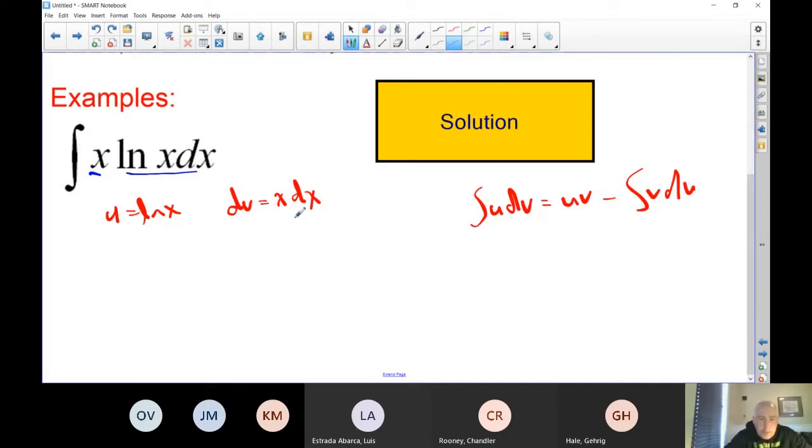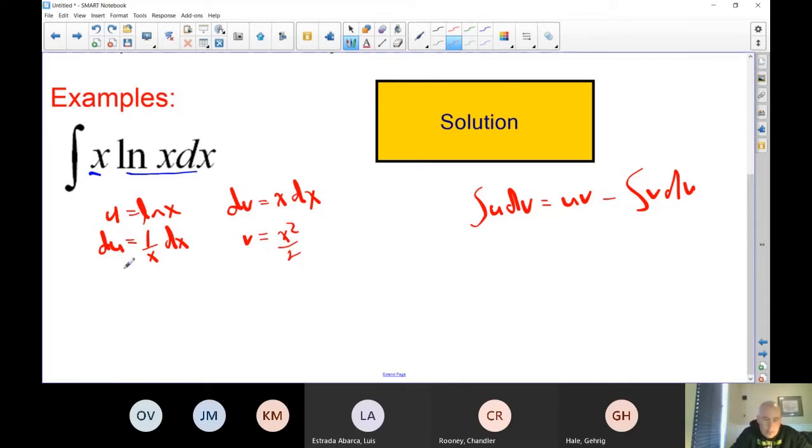Now, to get the other elements of this formula, I'm going to get du. I'm going to take the derivative of whatever I chose to let u equal. So du will be 1 over x dx. And v is going to be the antiderivative of this. So the antiderivative of x is x squared over 2. Now, don't put any plus c or anything like that in here.